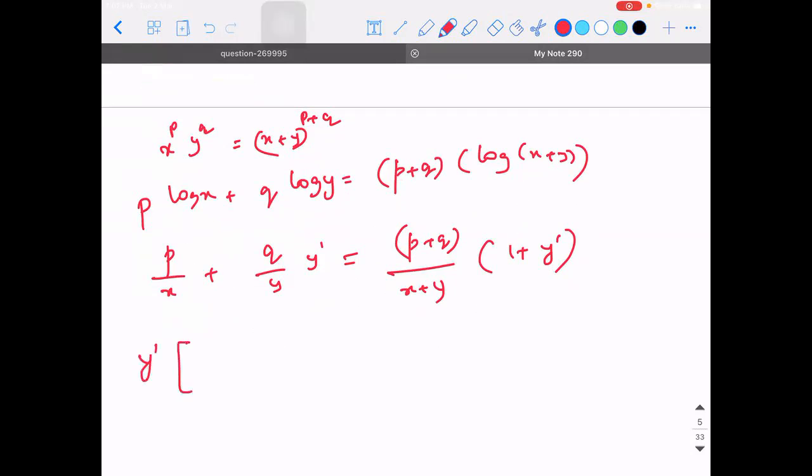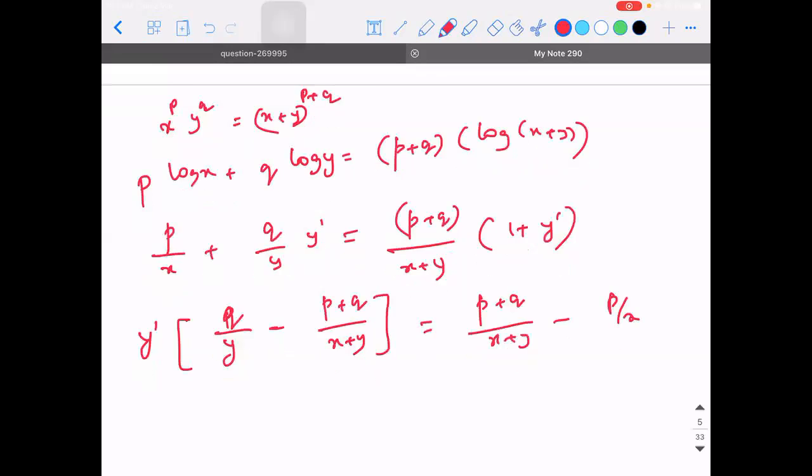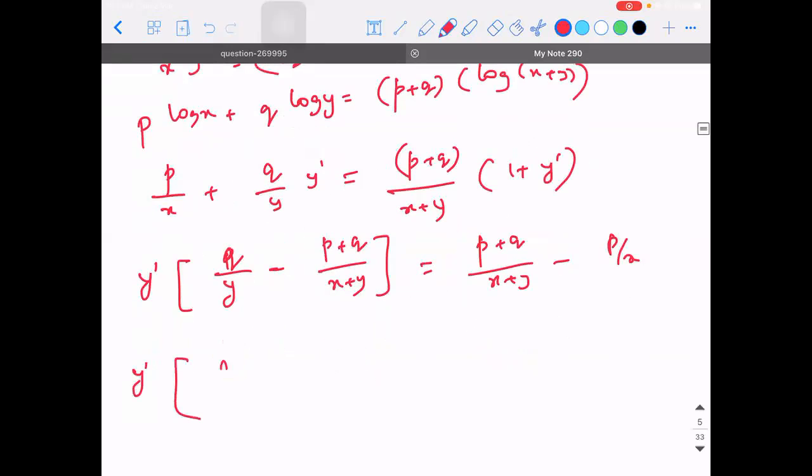So collect all y dash terms. y dash is q by y minus p plus q divided by x plus y is equal to p plus q by x plus y minus p by x. Correct? So y dash into q into x plus y plus py minus qy minus py minus qy.